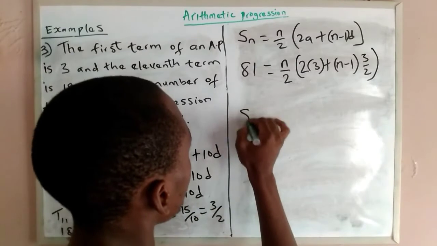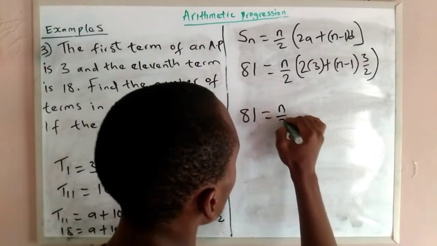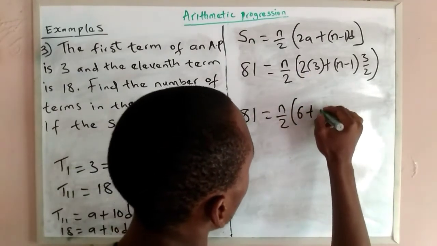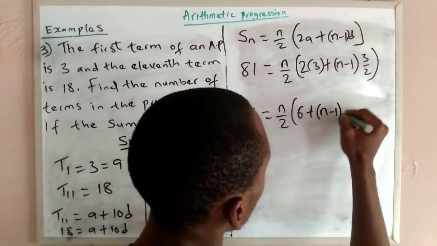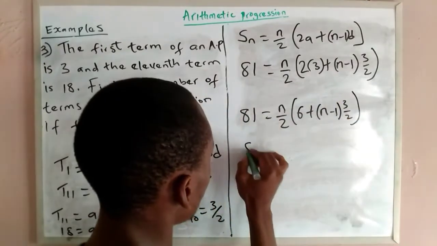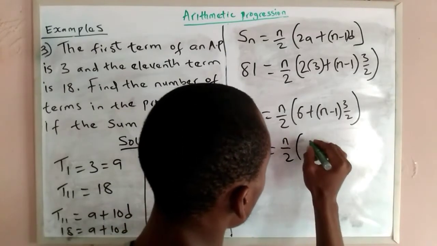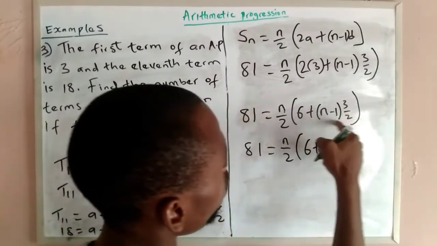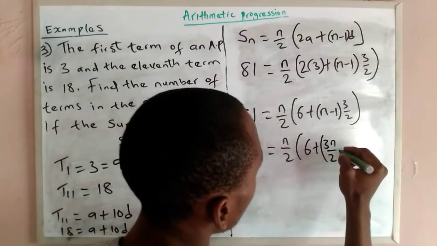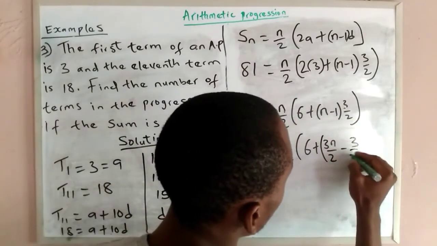So we have 81 is equal to n over 2 into 2 times 3, that will be 6, plus n minus 1 into 3 over 2. So from here we have 81 is equal to n over 2 into 6 plus, we use this to open the bracket now, that will give us 3n over 2 minus 3 over 2.